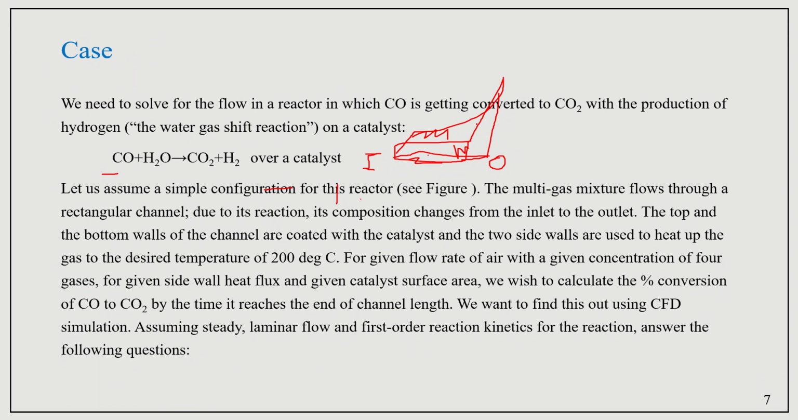So what is given: from inlet to outlet, its composition is changing, and top and bottom walls are coated with the catalyst, and two side walls are used to heat the gas to the desired temperature of 200 degrees Celsius. So for this particular flow rate with the concentration given for the four gases, for given side wall heat flux and given catalyst surface area. So what is given? Flow rate of air is given, concentration of four gases is given, and also heat flux is given. Catalyst surface area is given.